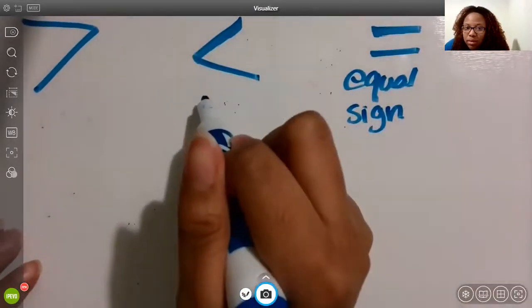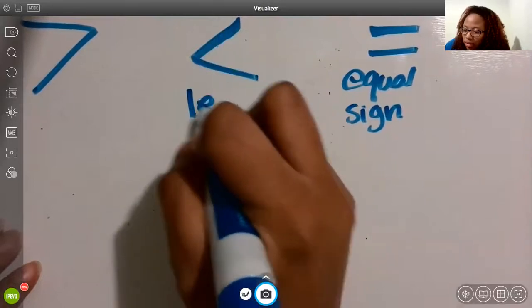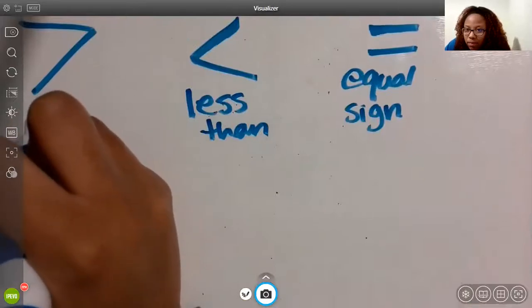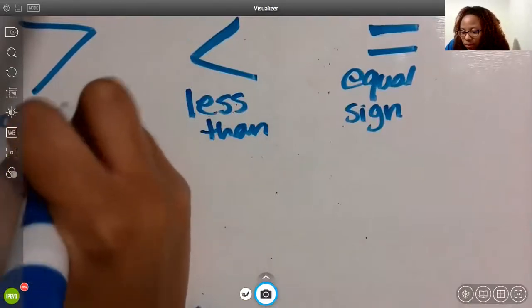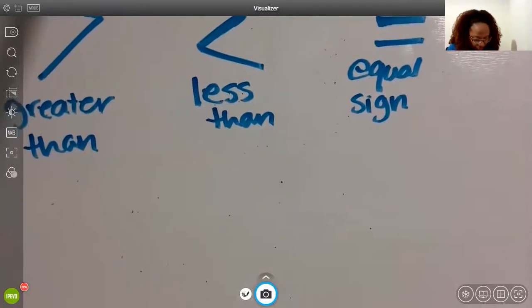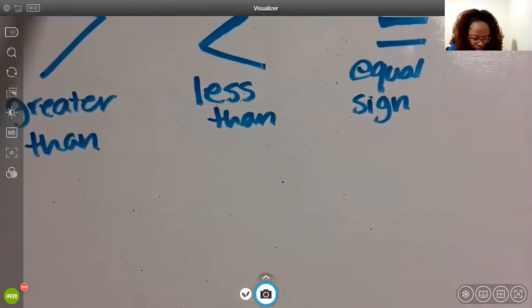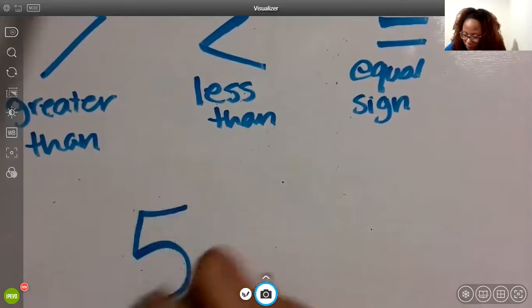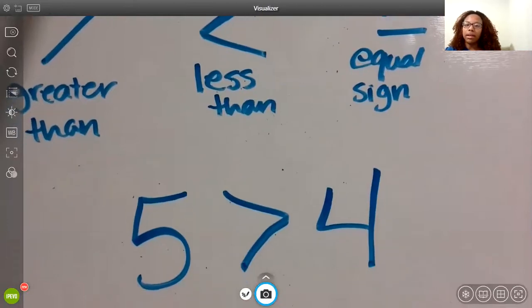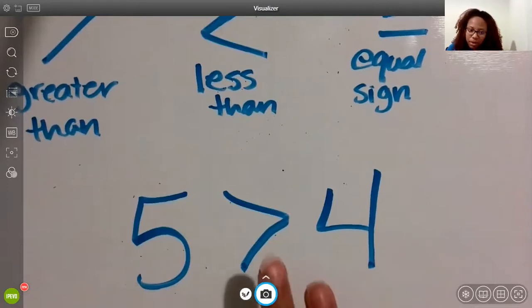What about this one? This one is less than. And this one is greater than. All right, so let's go ahead and get started. This will be your first one right here. Let's read our sentence all together. 5 is greater than 4. Is that true or false? That is true because 5 is greater than 4.